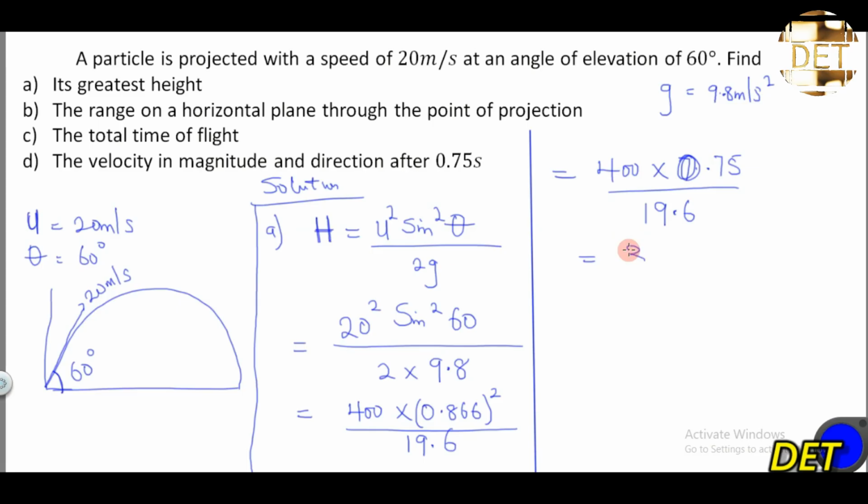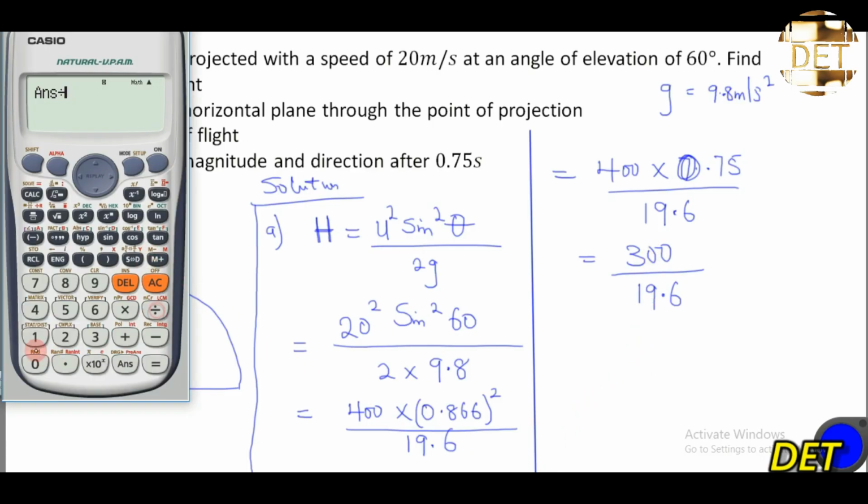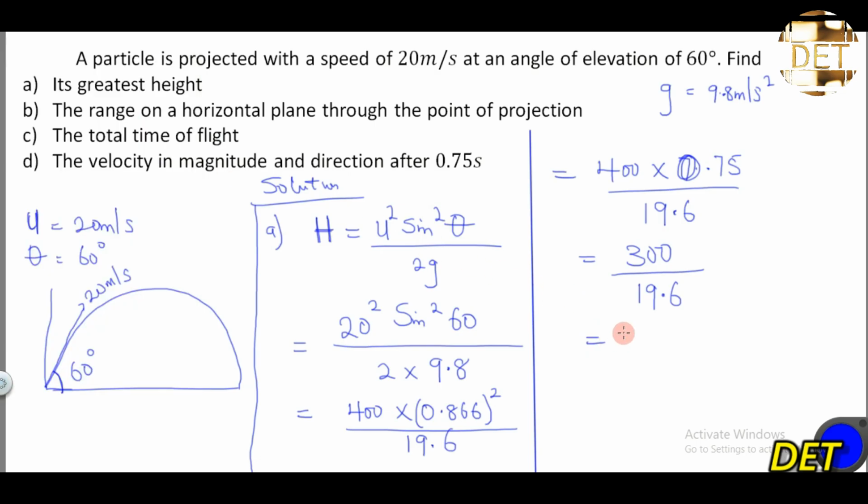So that will be 300 divided by 19.6, which is equal to 15.3. So this is our greatest height, which is the maximum height. Maximum height is equal to 15.3 meters. This is our answer for the first question.